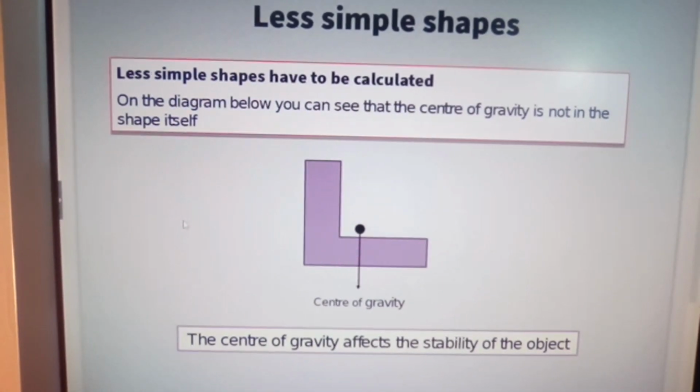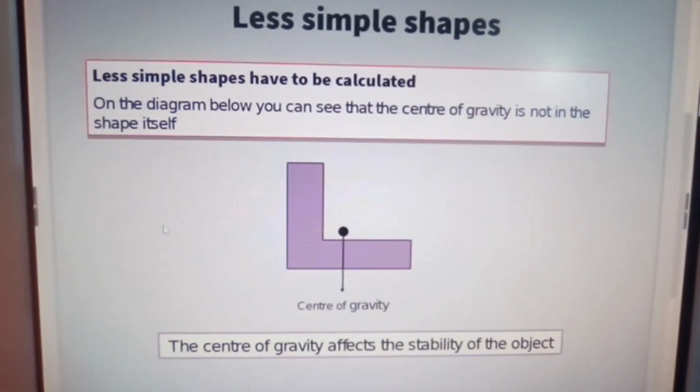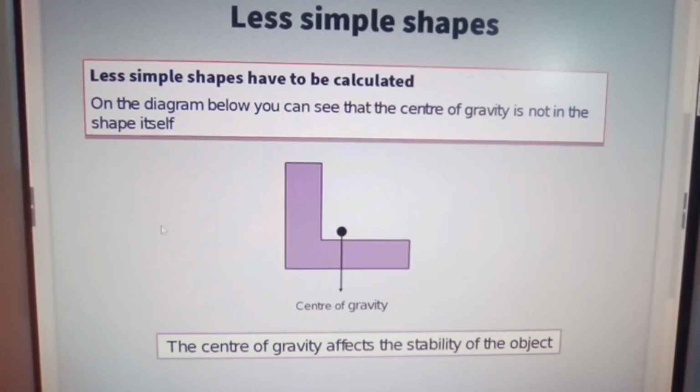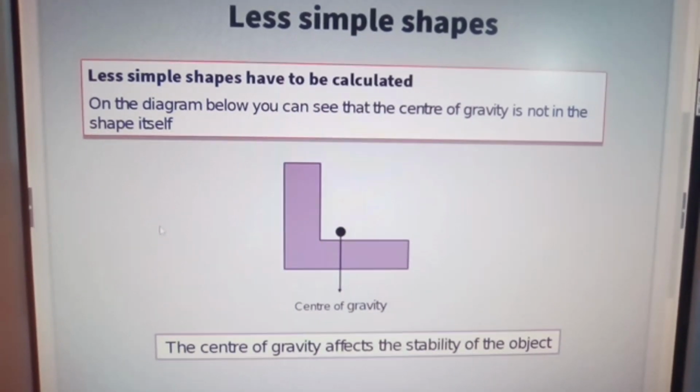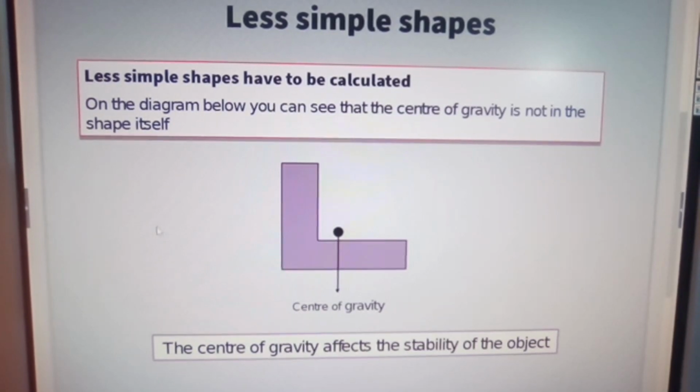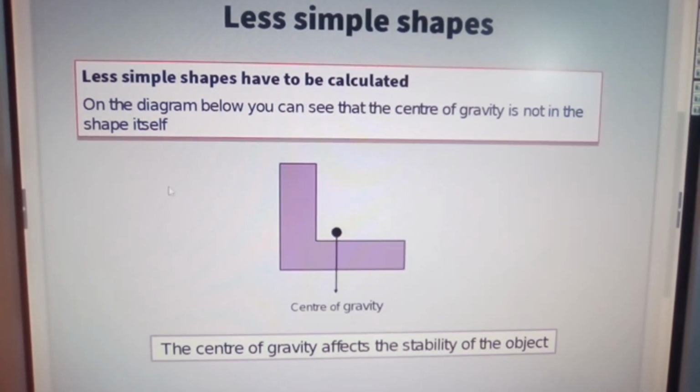Why are we concerned about center of gravity? Because it will cause a change to the object you're dealing with, and it can cause the object to be balanced or unbalanced. Therefore, you always want your objects to be balanced.